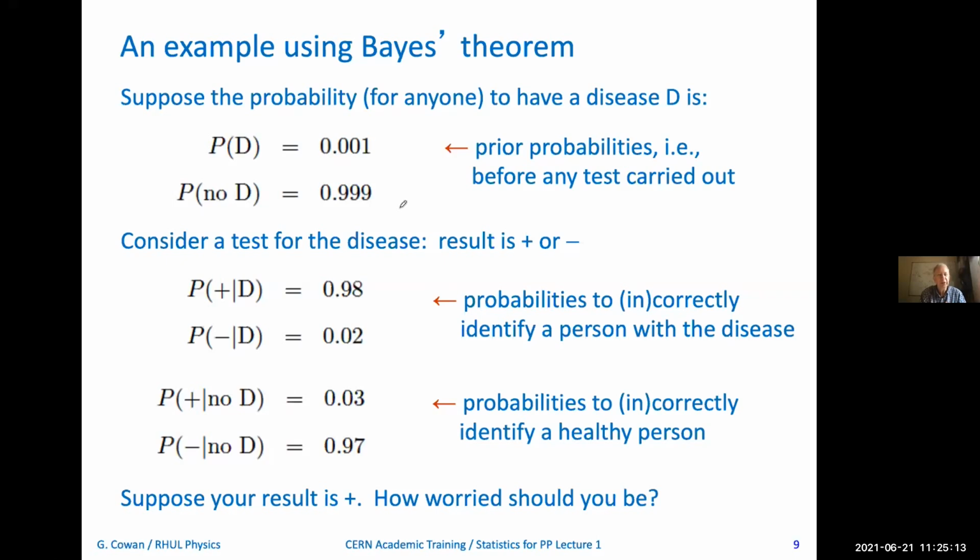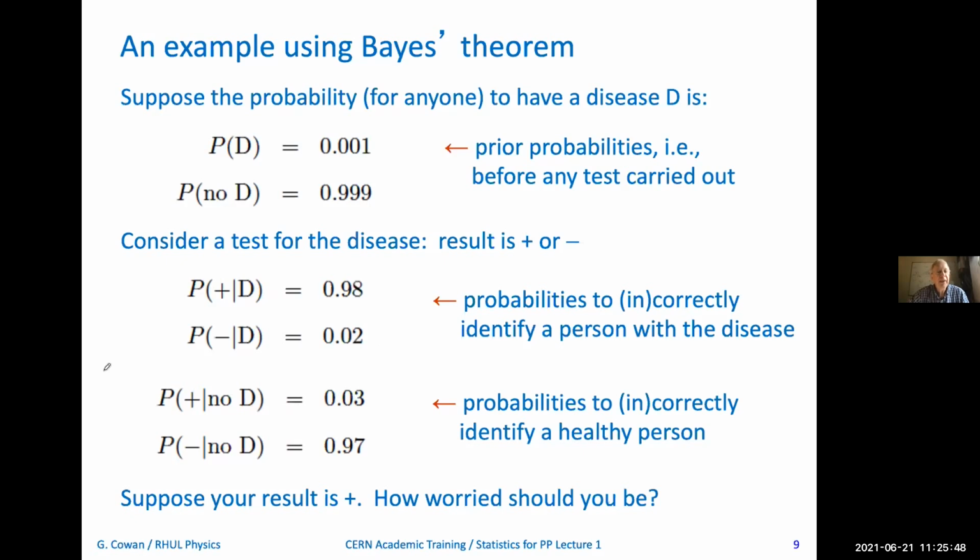So how do we characterize the accuracy of this test? Well, we can give the probability to obtain a positive result, given that the person has the disease. And let's suppose that that's 98%. That means that the probability to get a negative result, given that the person has the disease, has to be 2%, because there's only positive or negative outcomes. That has to be one of the two. So those two probabilities have to add up to 100%.